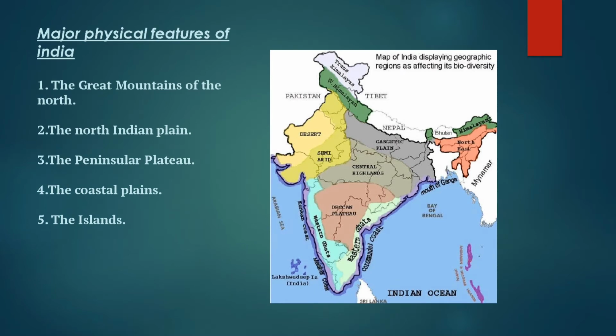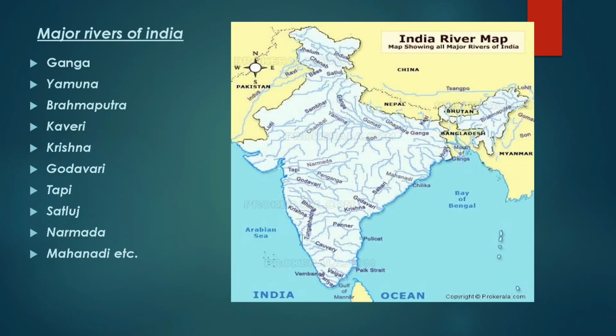Then we'll move toward what are the major physical features of India. So first come the great mountains of the north, which are known as Himalayas. Then the North Indian Plain, where 40% population of India resides. Then comes the Peninsula Plateau, the coastal plains, and the islands. And also desert. Desert is also included in this. I forgot to include it in this slide.